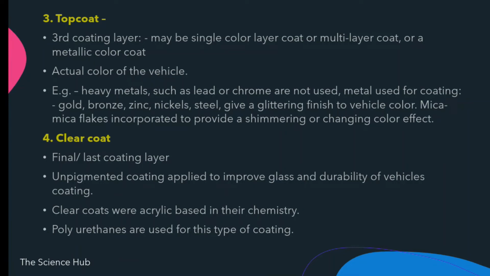Top coat, that is the third coating layer. It may be a single color coat, a multi-layered coat or a metallic color coat. That is the actual color of the vehicle. Generally, heavy metals such as lead or chrome are not used for the coating. Gold, bronze, zinc, nickel and steel give a glittering finish to the vehicle. Mica flakes are incorporated to provide a shimmering or changing color effect.